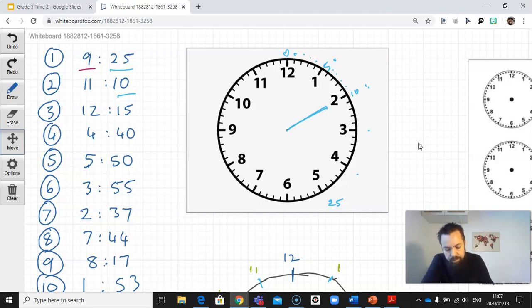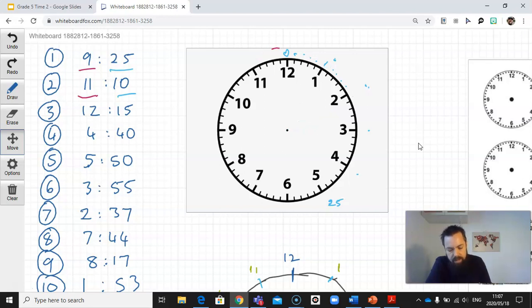There's my minutes. My hour is in the 11th hour, so that means it's somewhere in that region there. It is only a little bit after the hour, so it's just a little bit, so that's going to be somewhere around about there. So again, I'm going to draw my hour hand pointing somewhere around about there. Okay, so that's 10 past 11.